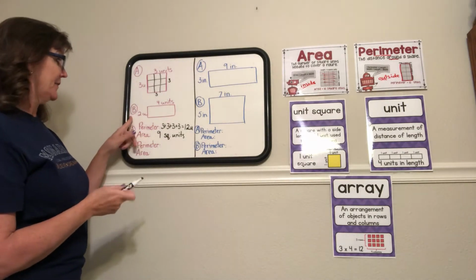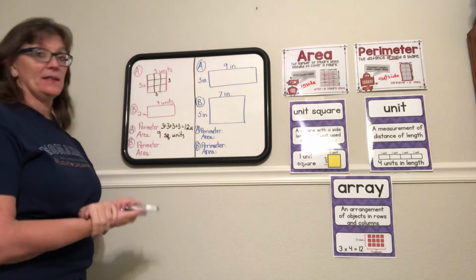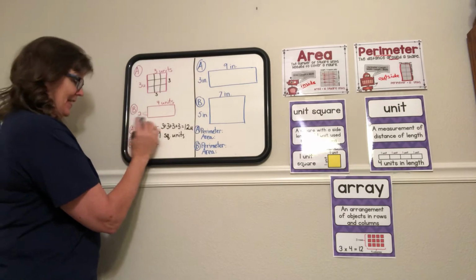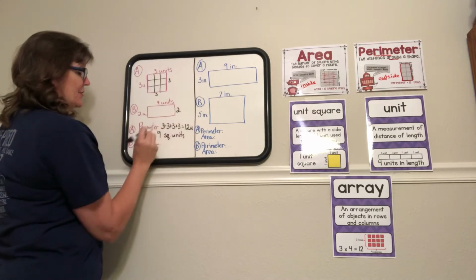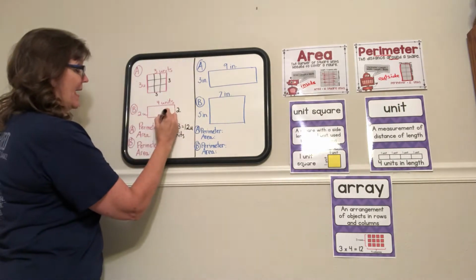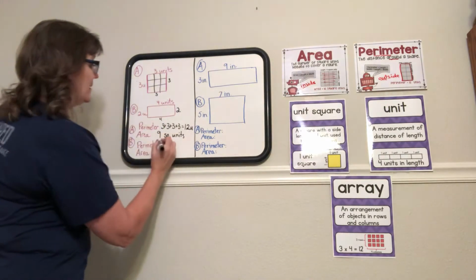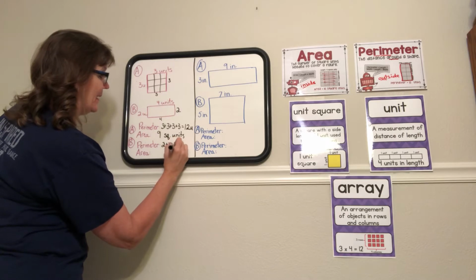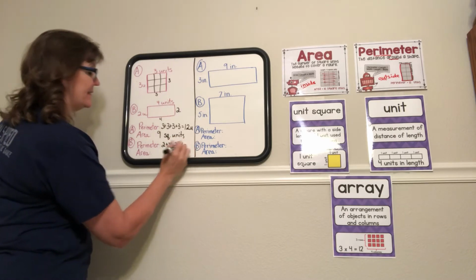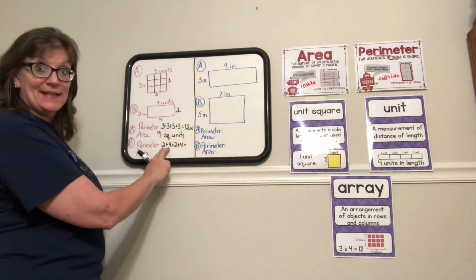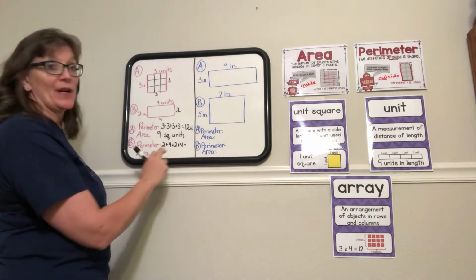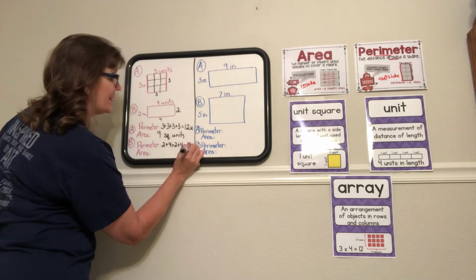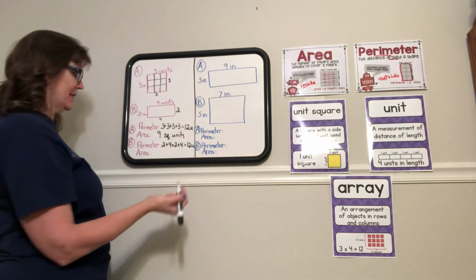Now I have this second shape. I can tell it's a rectangle. So I have a length of 2, so I know this side is also 2. I have a width of 4. I know this side is also 4. So for perimeter, I add up all the sides. 2 plus 4 is 6. 2 plus 4 is 6. I add 6 plus 6. The perimeter is 12 units.